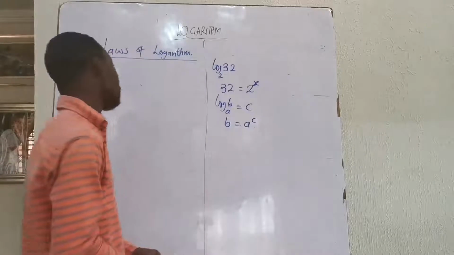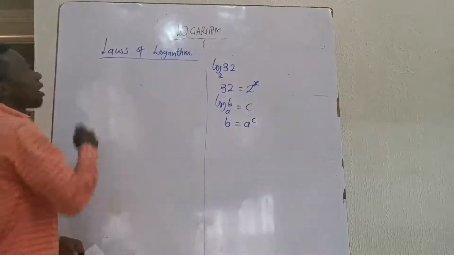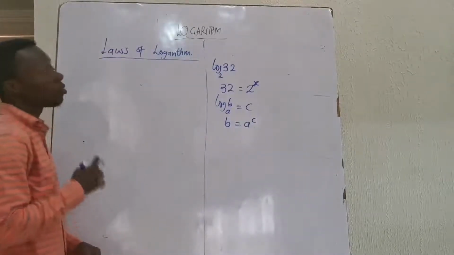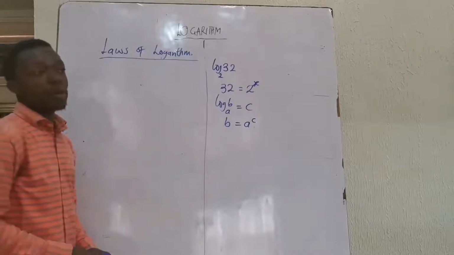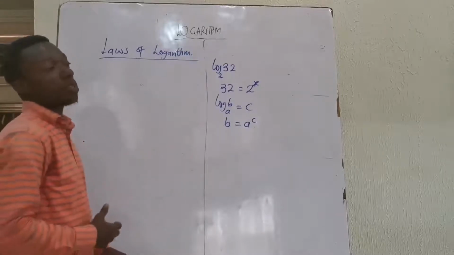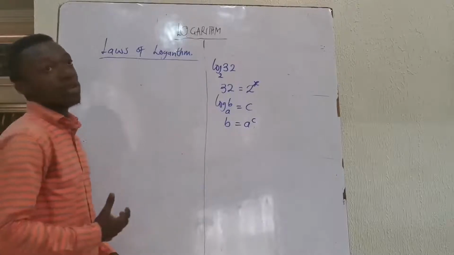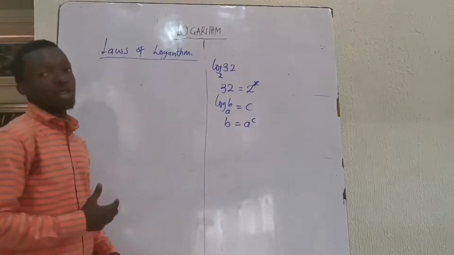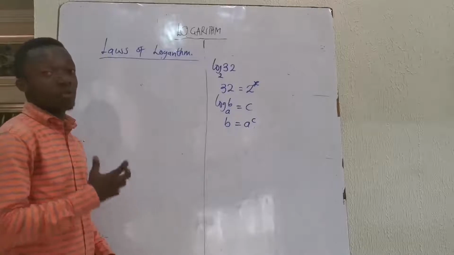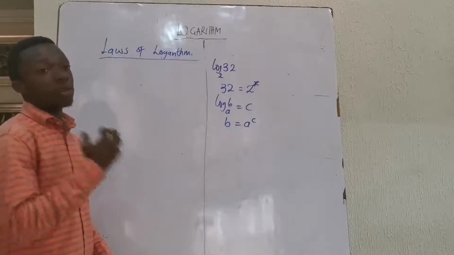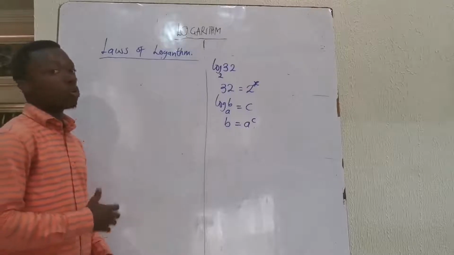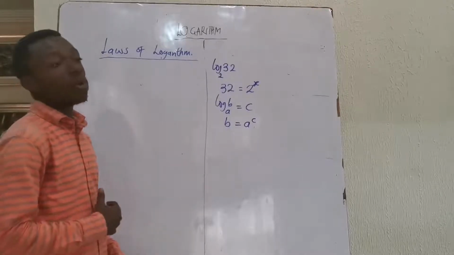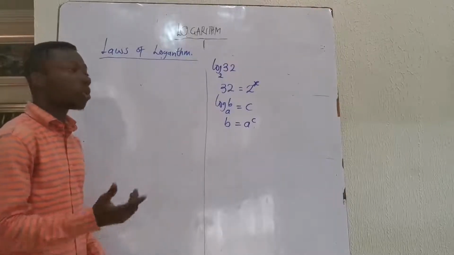In this video, we're going to look at the 3 laws of logarithm, which consist of the multiplication law, the division law, or quotient law, and then the exponential law. That's how we group the laws of logarithm. So let's go through.